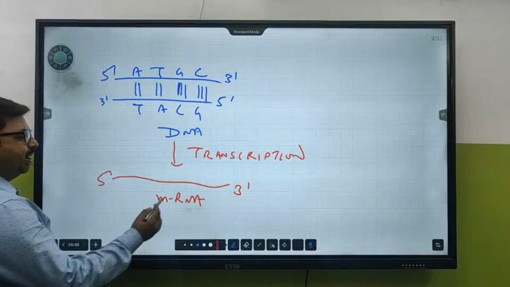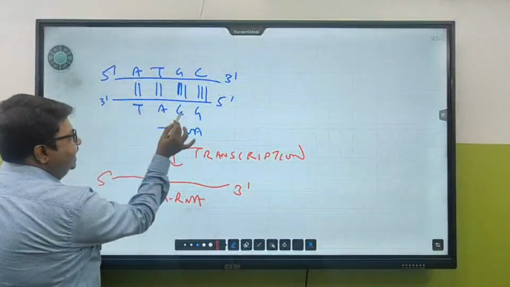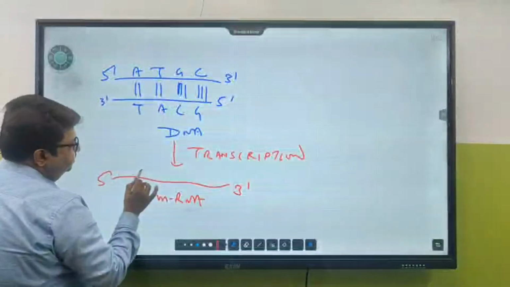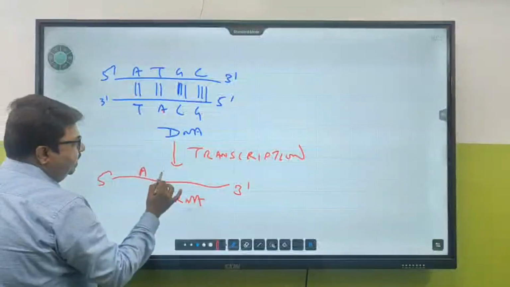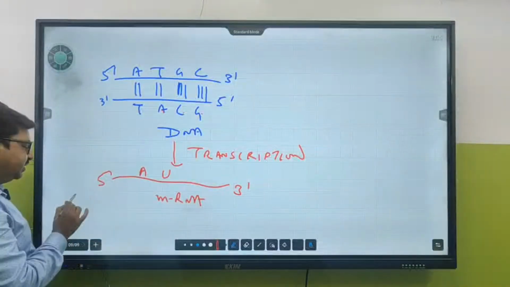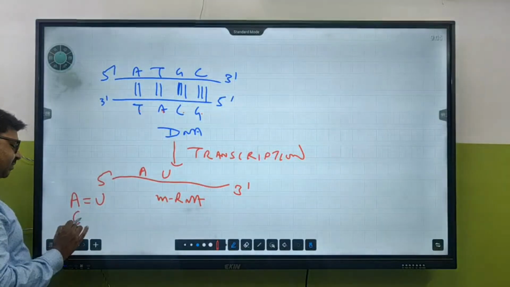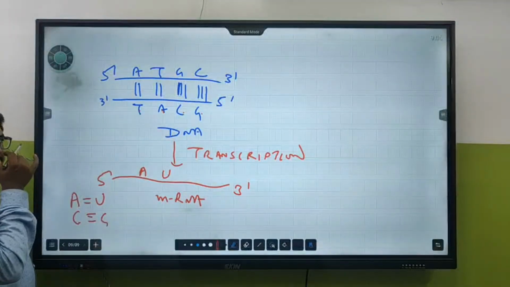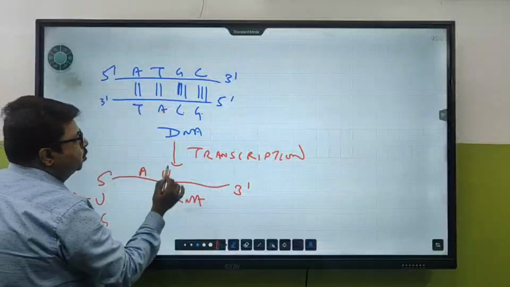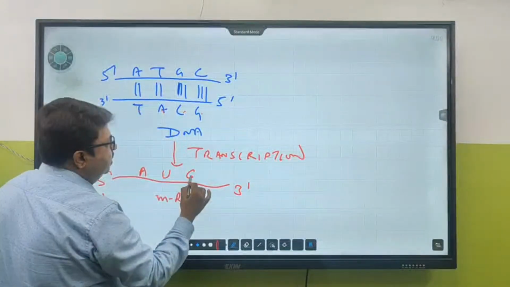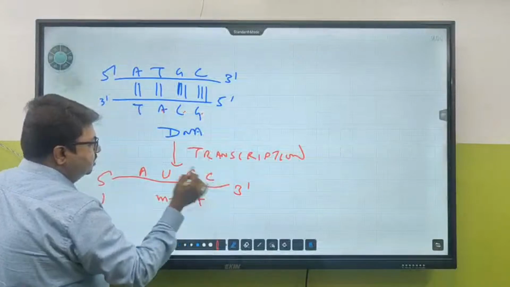But in this mRNA, this TACG, T से क्या बनेगा? A से क्या बनेगा? U. Because in mRNA, adenine binds with uracil and cytosine binds with guanine with a triple bond. So in place of A, it will be U. In place of C, it's going to be G. And in place of G, it's going to be C.